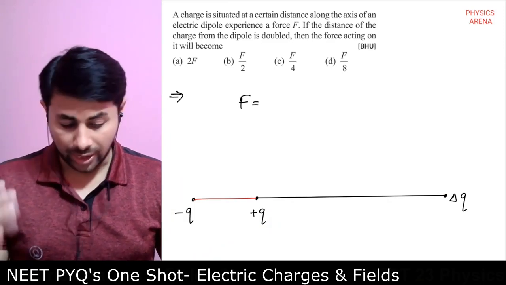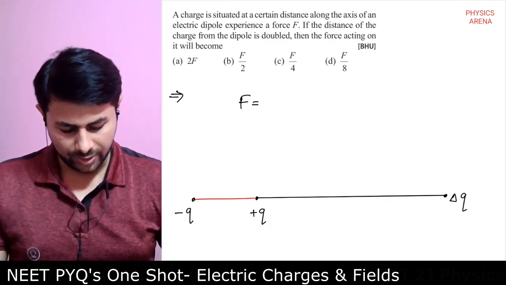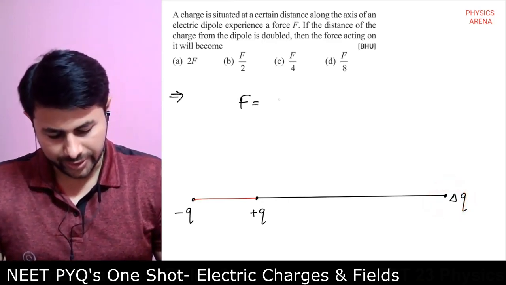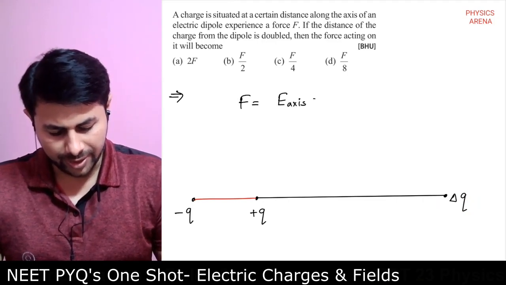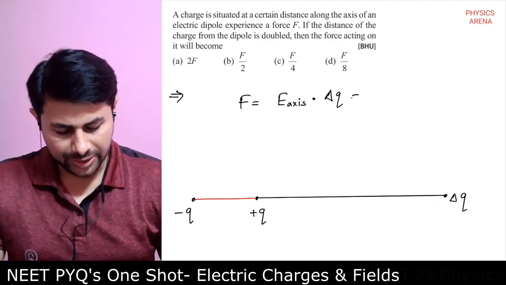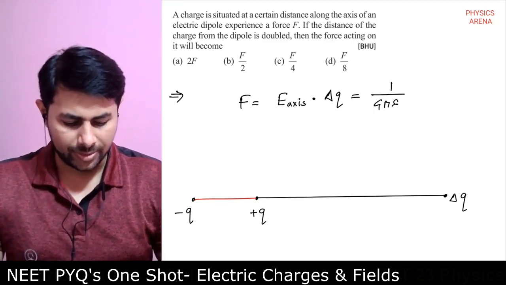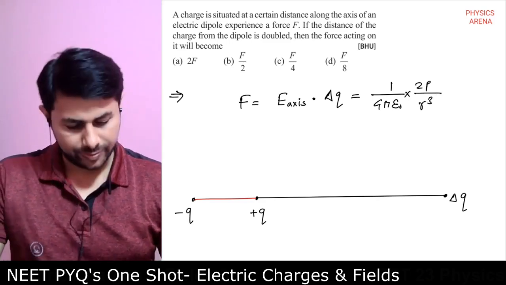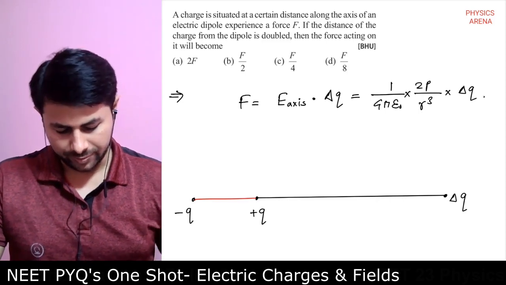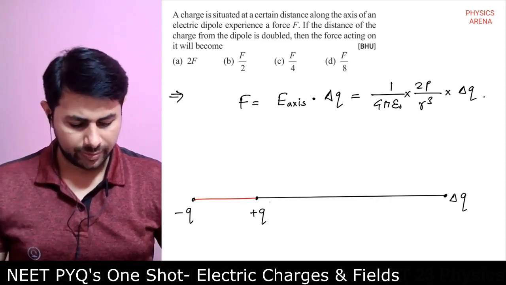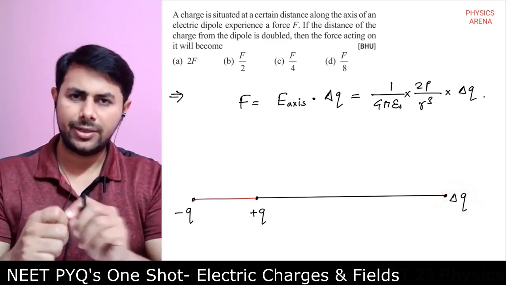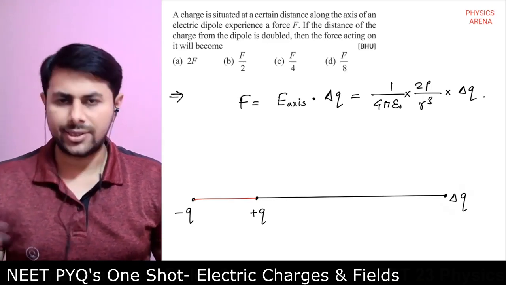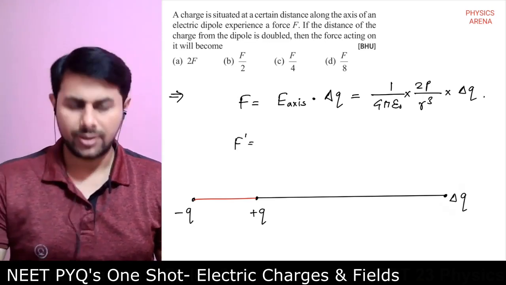How much would be the force acting on delta Q? It is the charge multiplied by the electric field. So it is E axial multiplied by delta Q, which is equal to 1 upon 4 pi epsilon naught multiplied by 2p upon r cube multiplied by delta Q, right? Now you take this charge and move it to twice the distance. So what will happen? The distance is doubled, the force becomes F dash, suppose.